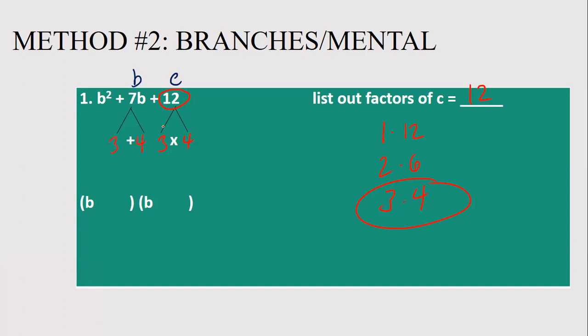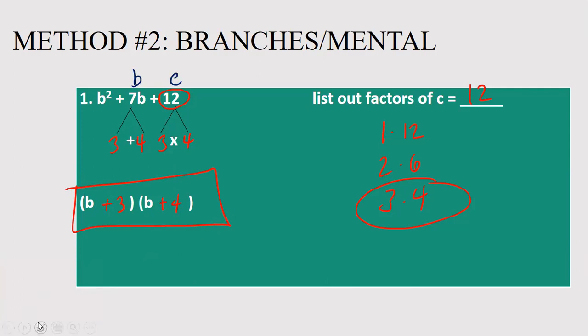Okay. 3 times 4 is? 12. 3 plus 4 is 7. The reason why I don't do that initially is because you don't know where those numbers come from, which is why I make you list out your factors. It's reverse. So therefore, my factors are a positive 3 and a positive 4. So my binomial factors are b plus 3 times b plus 4.